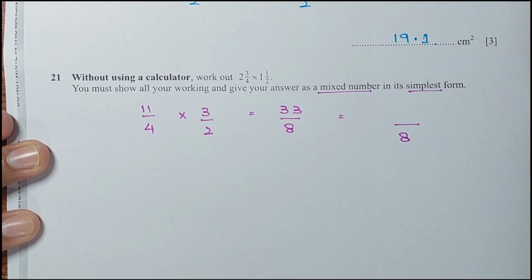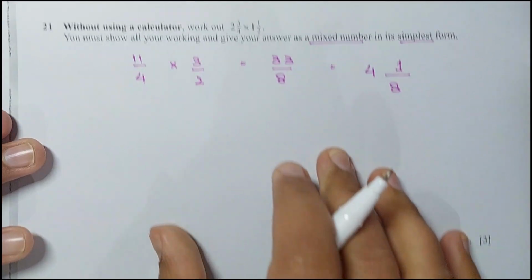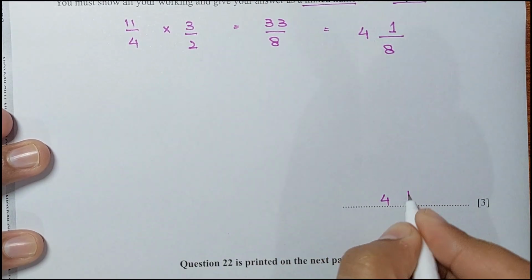So the mixed number: 8 times 1 is 8, 8 times 2 is 16, 8 times 3 is 24, 8 times 4 is 32, plus 1 is 33. So the answer as a mixed number is 4 and 1 over 8.